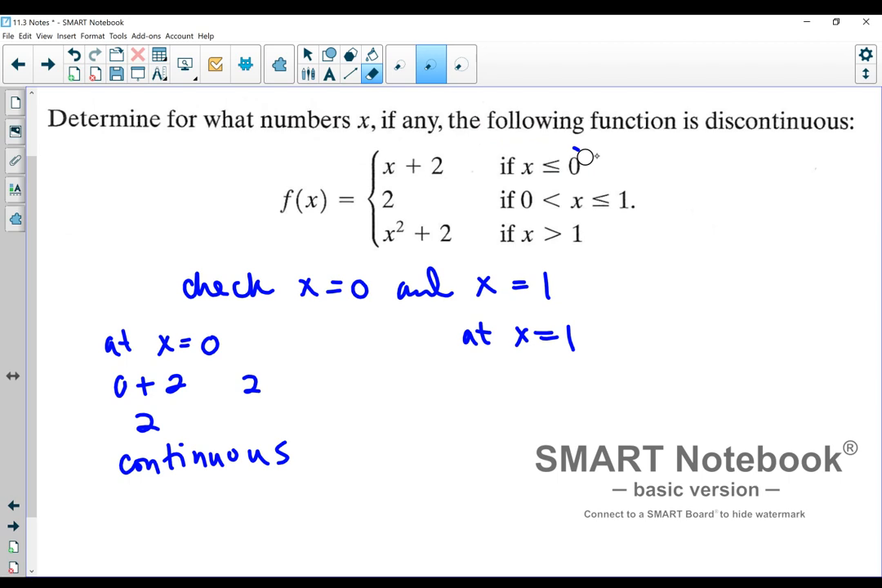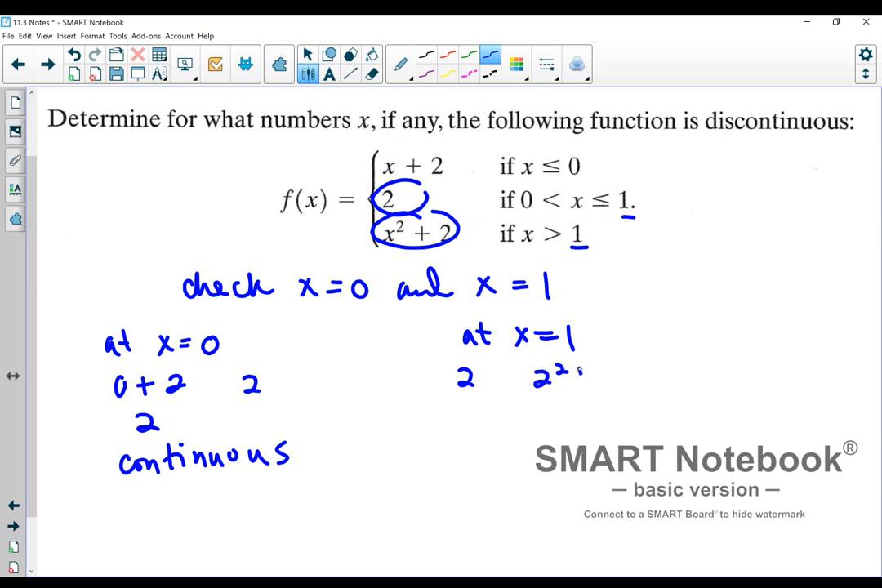So when I'm looking at x equals 1, now I don't have to worry about that first part of my function, x plus 2. That was only when x was less than or equal to 0. So the two that share the 1 are the middle one and the last one. So this middle one at x equals 1 is just 2. And then if x is greater than 1, I would do 1 squared plus 2. Sorry, I wrote down a 2 and then I just wrote down a 2 again. So we would have 1 squared plus 2, which is 1 plus 2, which is 3.